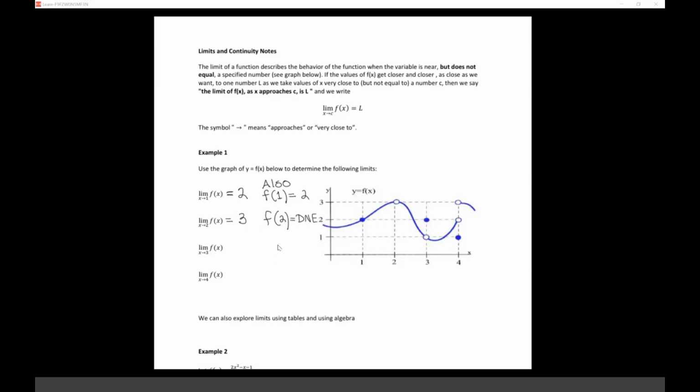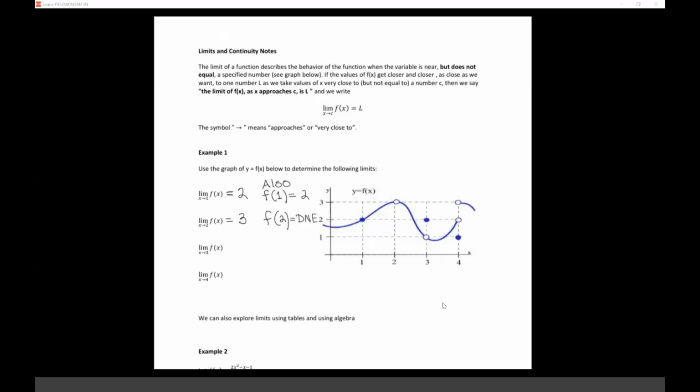So anytime there's a hole in the function, the output value does not exist. That's what a hole means, right? That's what this open circle means. It means there's no y value there. Oh, I see. Okay.